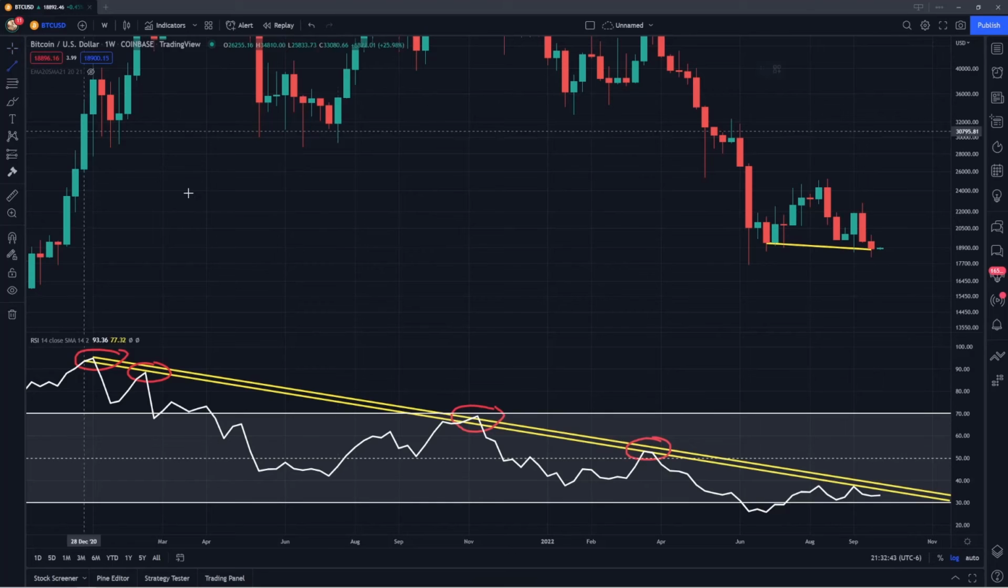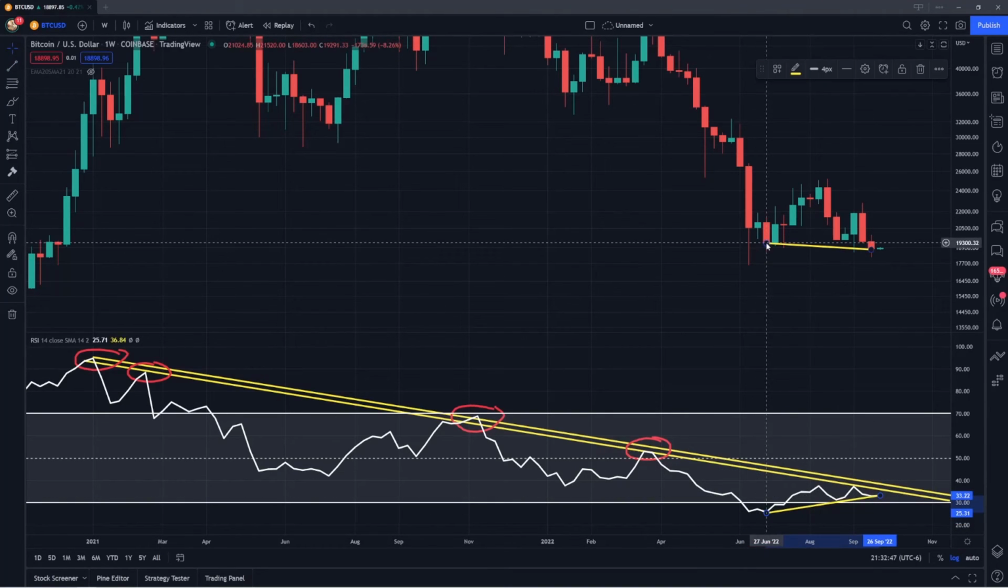And also notice how the RSI has been in an uptrend. So when we had this close back in June, around $19,300, the RSI reached a low of around 25. So the RSI has been in an uptrend since that time frame, but the closing price has formed lower lows. So that is the bullish divergence, and that's basically what's playing out here.